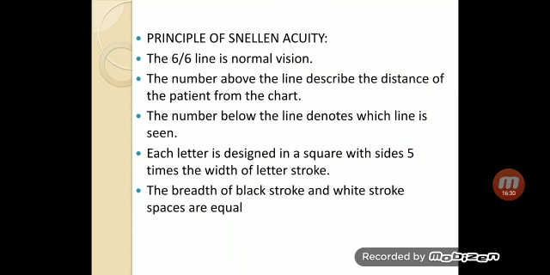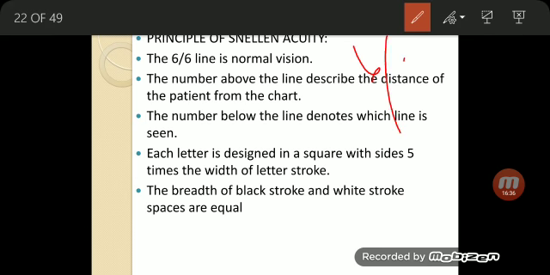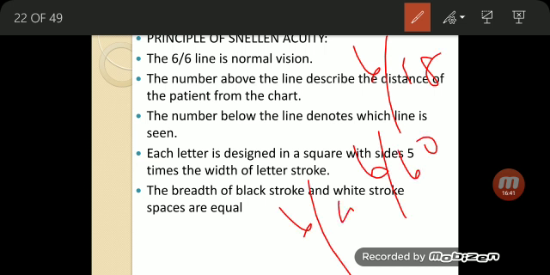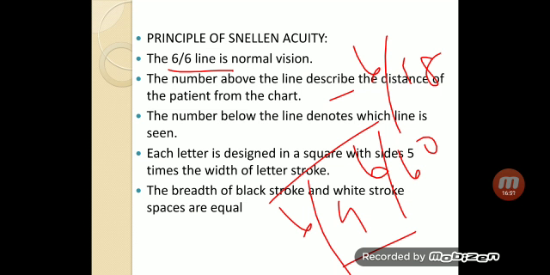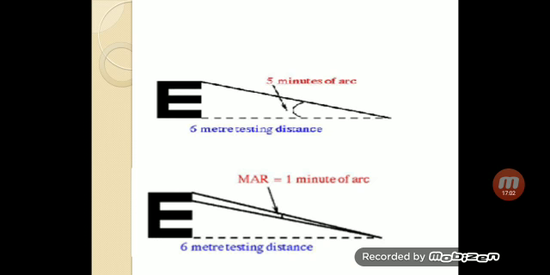So the principle of Snellen acuity is the line. You might have seen prescriptions written as 6 by 18, 6 by 60 or 6 by 9 like this. So 6 by 6 is normal vision, and the number above the line describes the distance of the patient from the chart, and the number below denotes which line is seen. Each letter is designed in a square with sides 5 times the width of the letter stroke. The breadth of black stroke and white stroke spaces are equal.